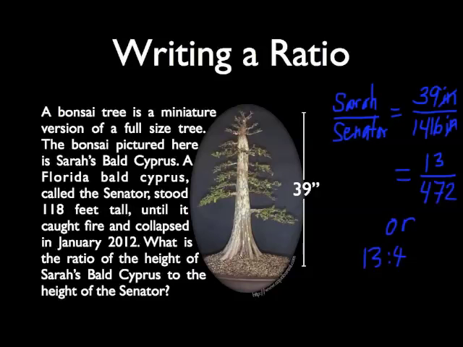So the ratio of the height of Sarah's bald cypress to that of the height of the Senator is 13 to 472. And of course, we can write it any of these three ways.